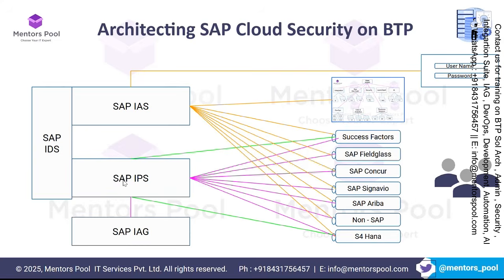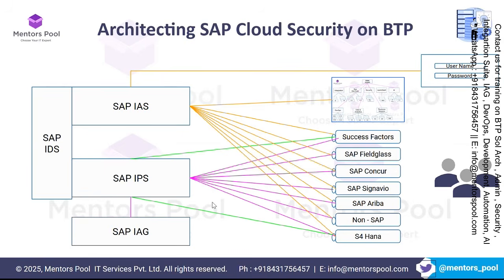Now, if you see this green line, IPS does one more job. IPS does two jobs. One, it helps IAG to integrate cloud systems. IPS also does user provisioning. Let's say you want to provision users from SuccessFactors to S4HANA, or Fieldglass to S4HANA, or S4HANA to Concur, or Signavio to Concur, or Concur to Ariba, or from anywhere to any of the BTP subaccounts. You want to replicate the users, IPS will work. You will have to add a source system and use a target system, right? Guys, all of this I really cover step by step.